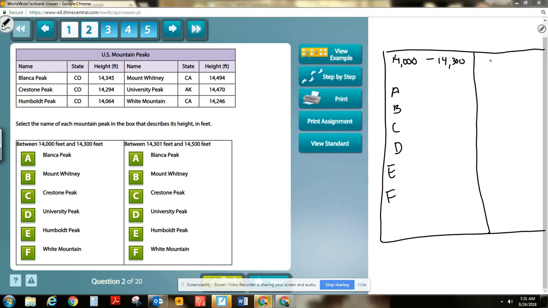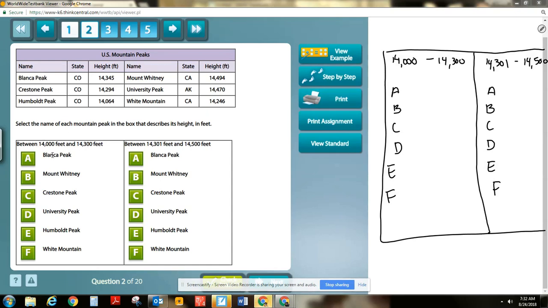And then in the other column, we are looking for mountain peaks that are in between 14,301 feet and 14,500 feet. Okay, and then we got A, B, C, D, E, F. Okay, so now we have to find which mountains are in between here.